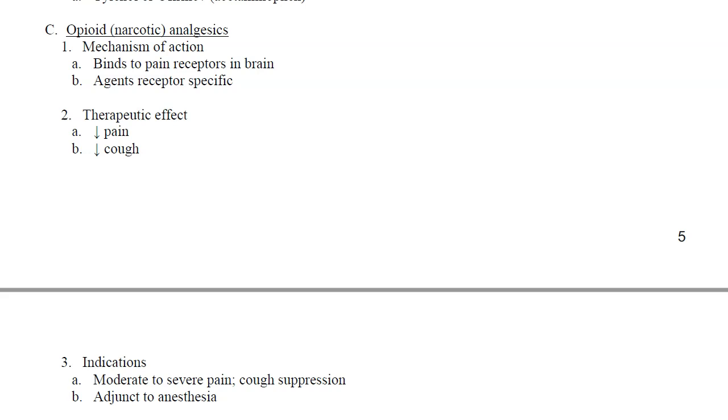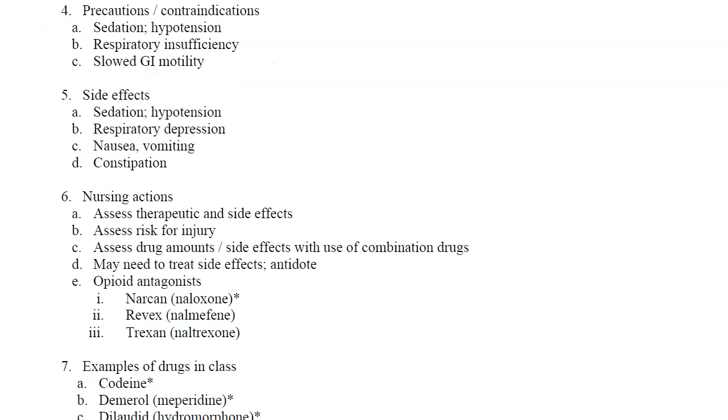Therapeutic effect would include decrease in pain, and depending on which agent we are talking about, it can also decrease cough. It has an antitussive effect. Indications are moderate to severe pain, cough suppression, and adjunct to anesthesia. When we say adjunct to anesthesia, it's basically saying that this medication is added to another medication for anesthesia purposes.